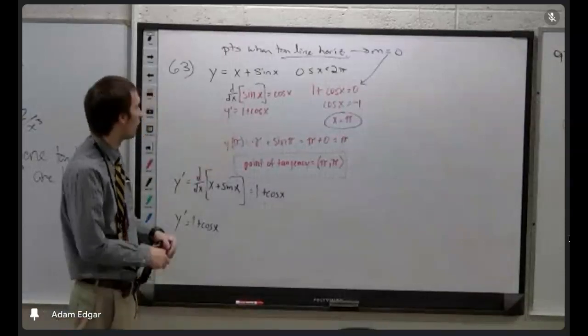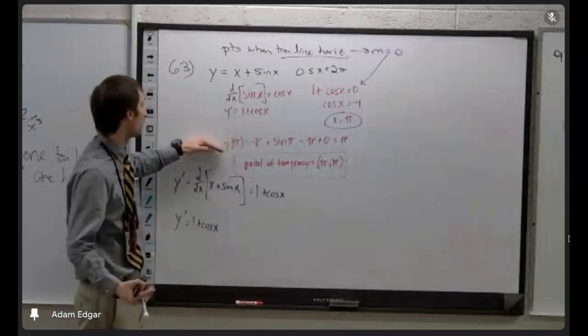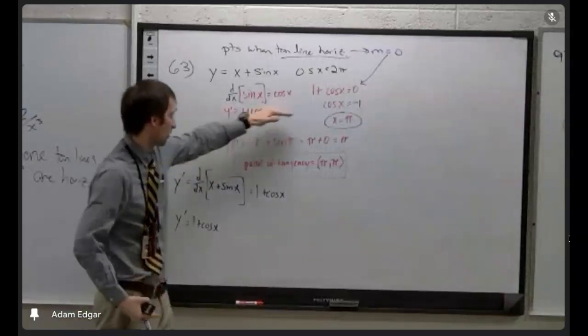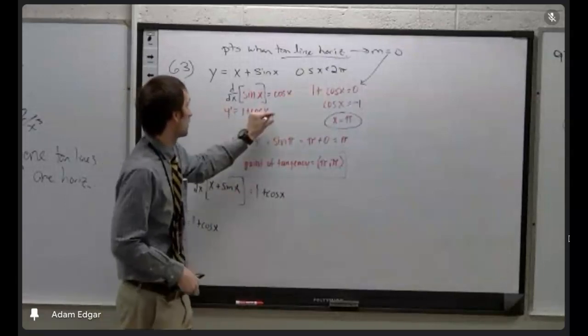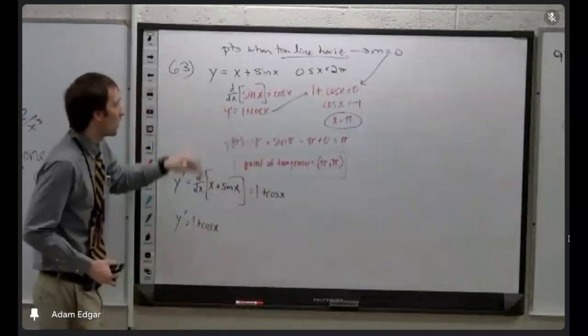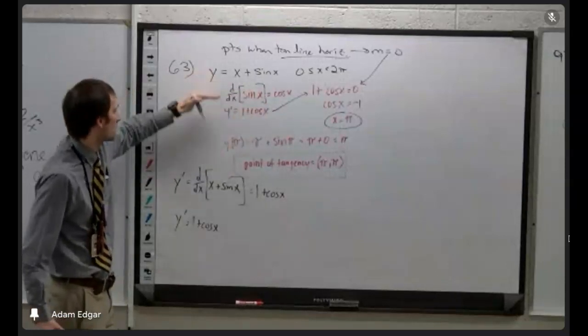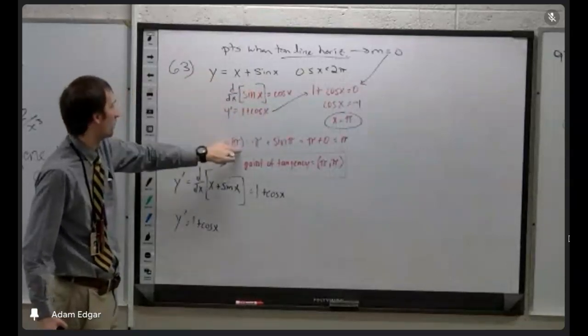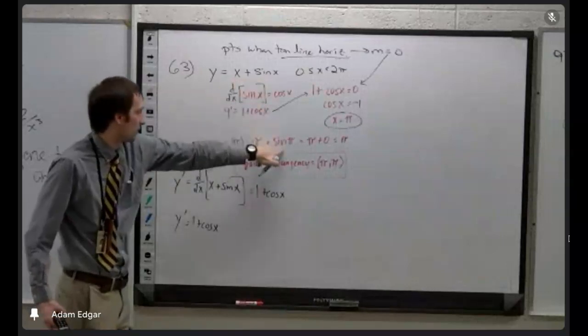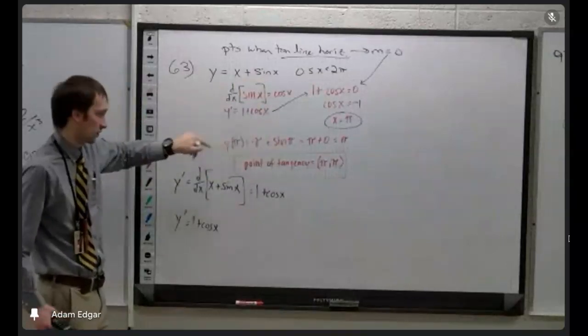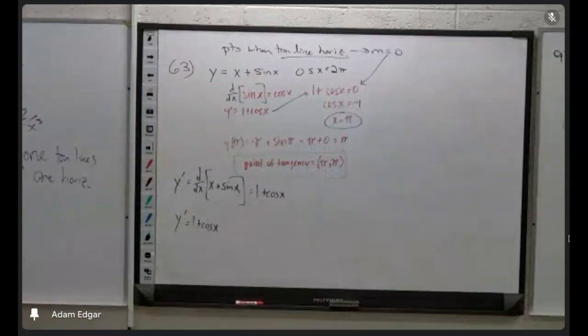So y prime is the derivative, and that we set equal to 0. Once you've got your x coordinate, we're finding out y. So this is y of pi, and that's the y equation. So this isn't y prime, this is just plain old y. Good catch. Anything else? All right, 97.